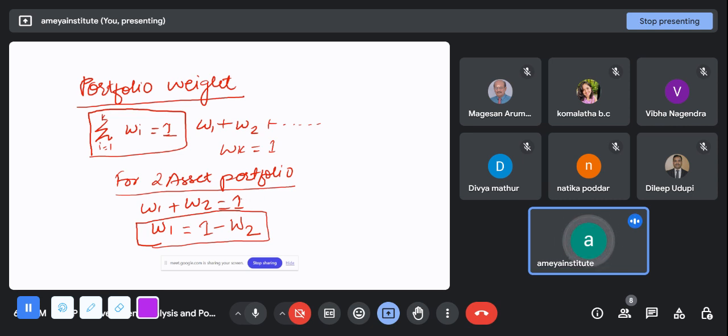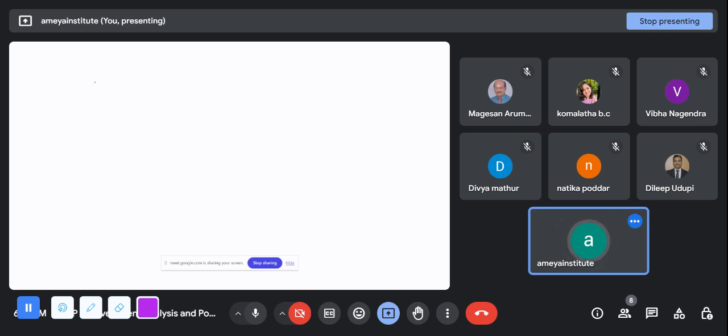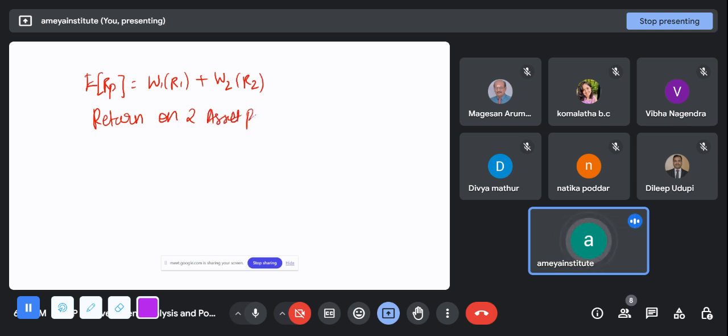Now we have discussed weight. When we talk about the expected return, the portfolio return R_P is nothing but the weight of the first asset times the return of the first asset plus the weight of the second asset times the return of the second asset. Now let's discuss the concept of return on two assets. First we'll discuss two assets, then I will go to multiple assets. So how will the return on a two asset portfolio be calculated?